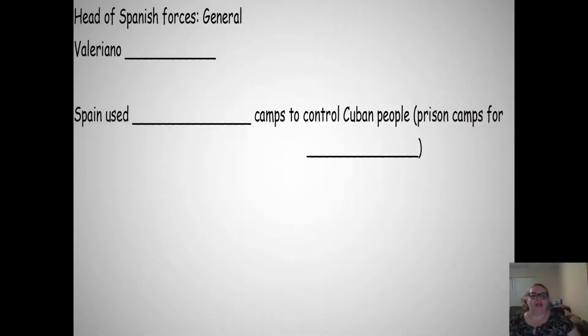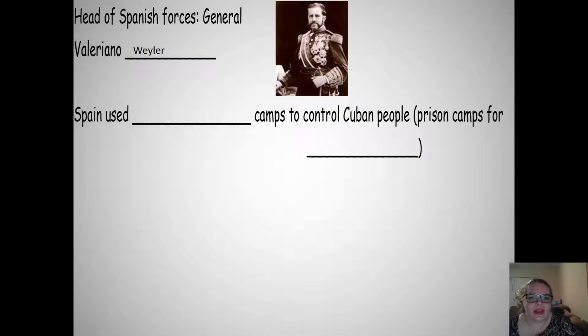Okay? Now, the head of the Spanish forces, the troops in Cuba trying to fight off the Cuban rebels, is this guy. His name is General Valeriano Weyler. Okay? They called him the Butcher. Okay? And he, in Spain's name, is going to use concentration camps to control the Cuban people. Okay? Hitler did not invent concentration camps. We have used them. Spain has used them. Germany, of course, has used them. Actually, it was a pretty common thing at the time.